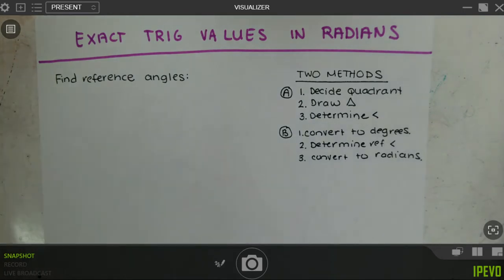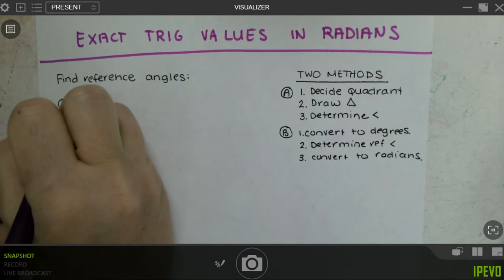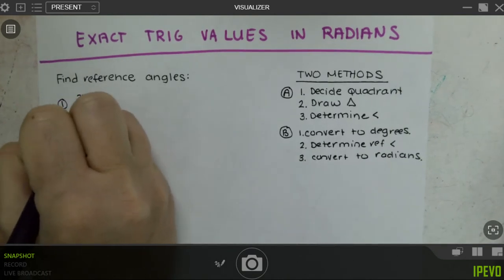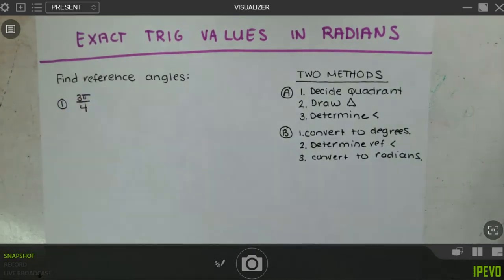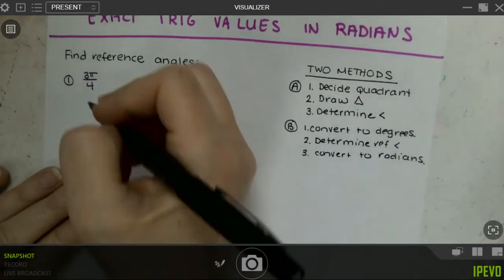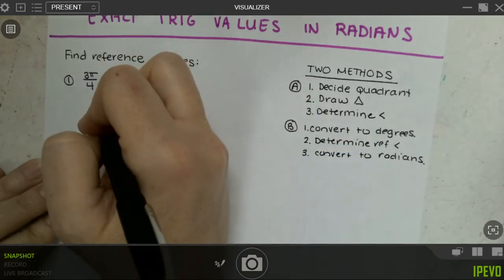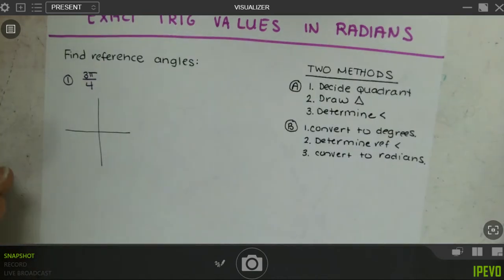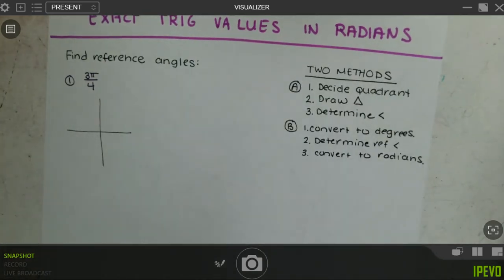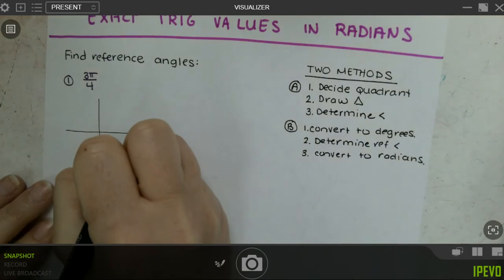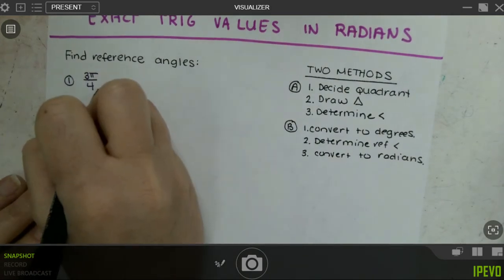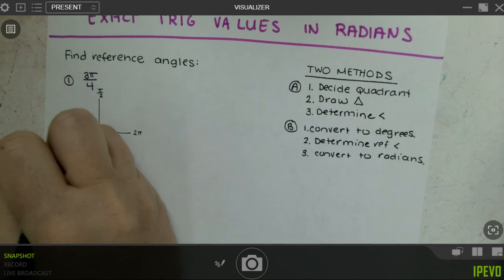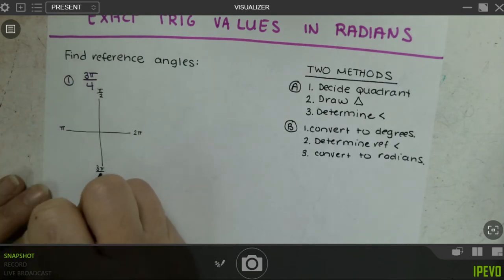All right, so example number 1, 3 pi over 4. Now, how do we determine the quadrant? I'm going to do way A first. So to determine the quadrant, I'm going to draw my coordinate plane. But instead of labeling it with degrees, I'm going to label it in radians. So I'm going to put 2 pi here because we know it's 0 also. Pi over 2 and pi, and 3 pi over 2.